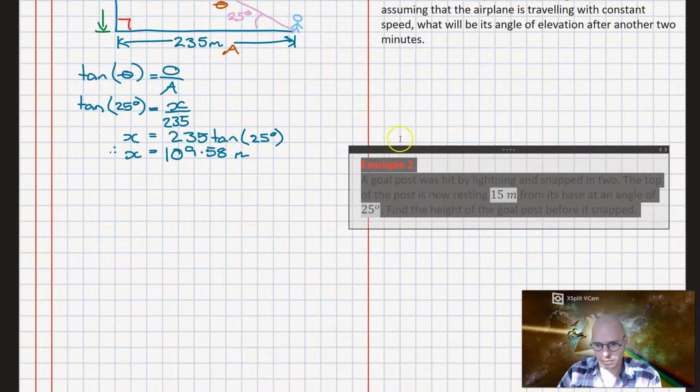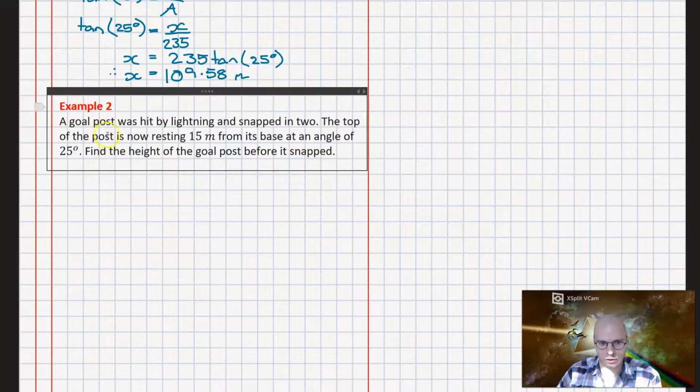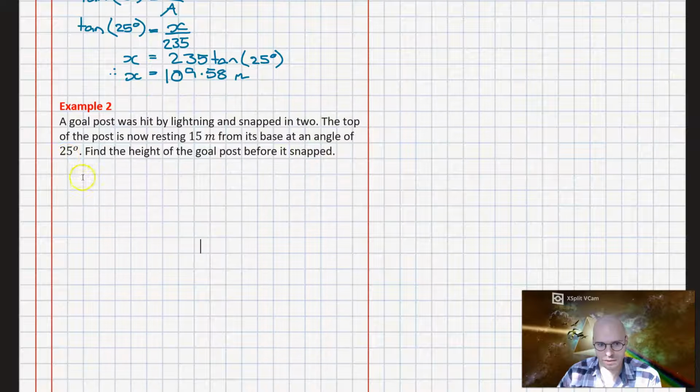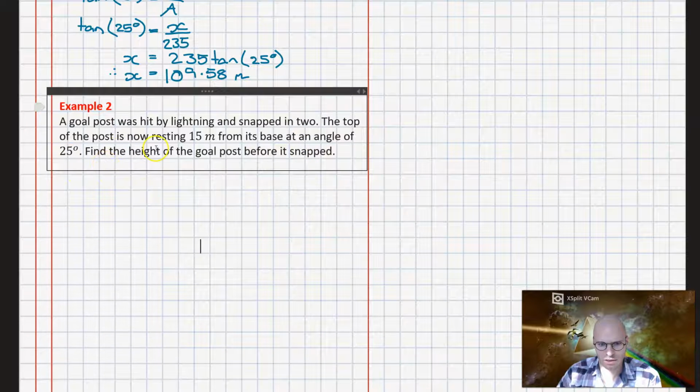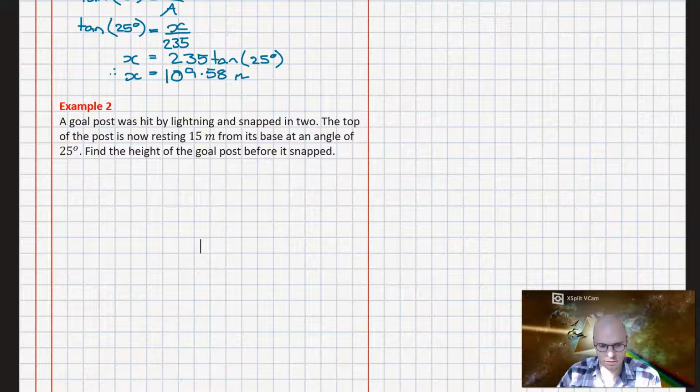Alright, let's go down to example 2 now. We have a goalpost that was hit by lightning and snapped in two. The top of the post is now resting 15 meters from its base at an angle of 25 degrees. Find the height of the goalpost before it snapped.